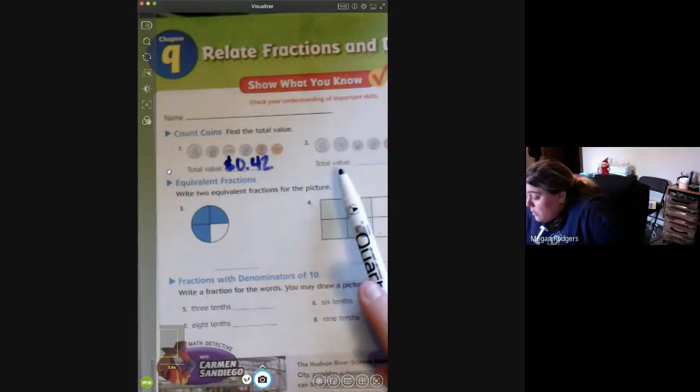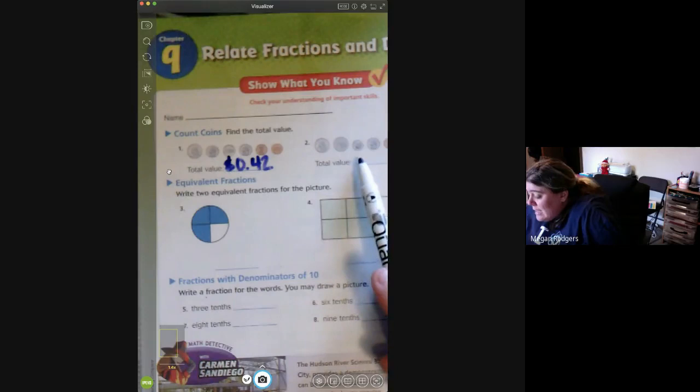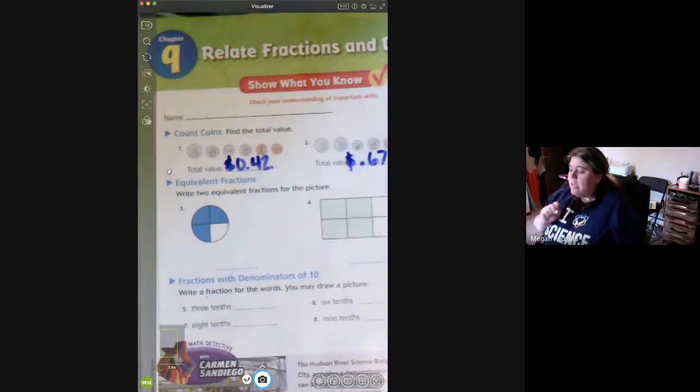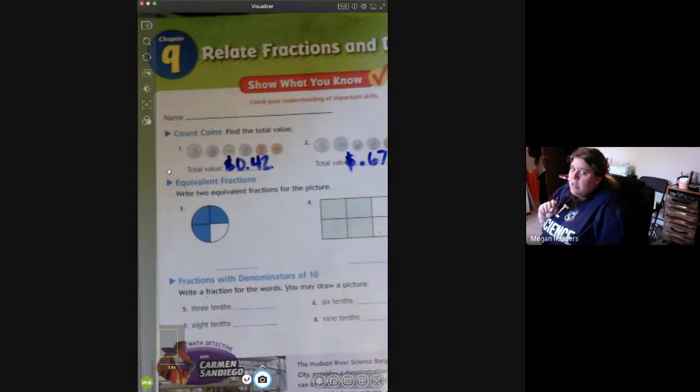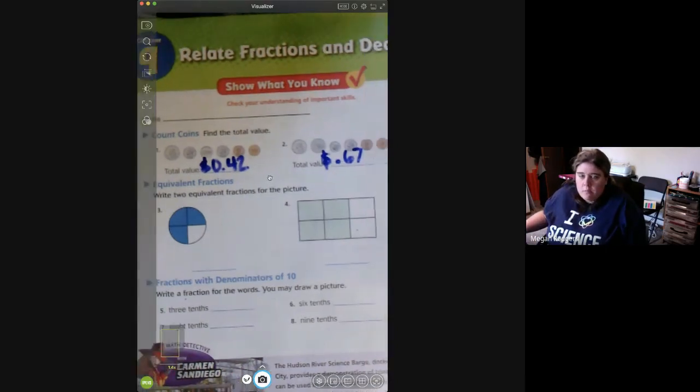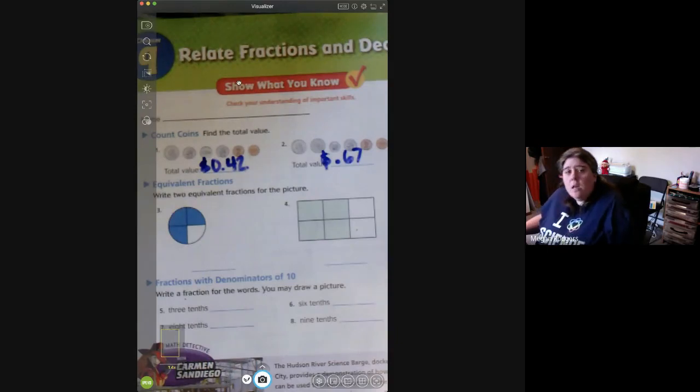Okay, so the total value here, it appears we have 2 quarters, so that's 50 cents. A dime takes us to 60, a nickel, 65, 66, 67 cents. So again, I'm going to put 0.67 and I'll put my dollar sign out front. And the dollar sign always goes out front, even though we don't always say it that way. I know, it's weird. Welcome to how we decide things. All right, write 2 equivalent fractions for the picture.